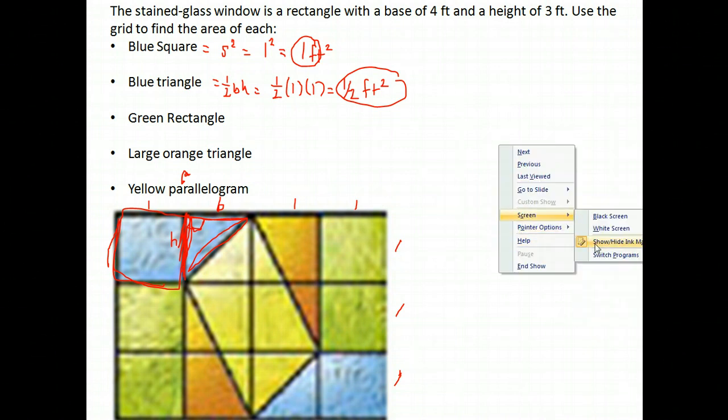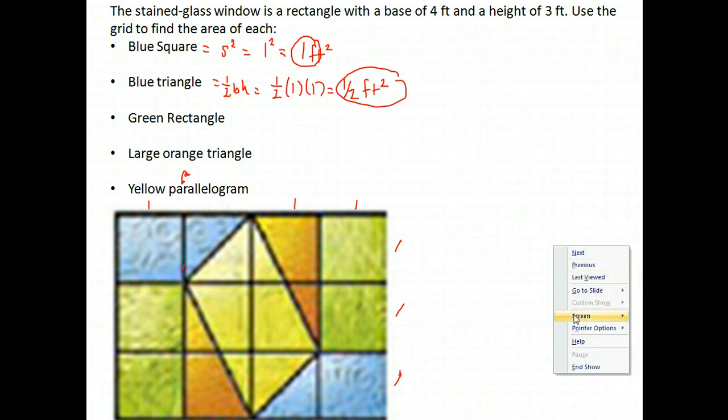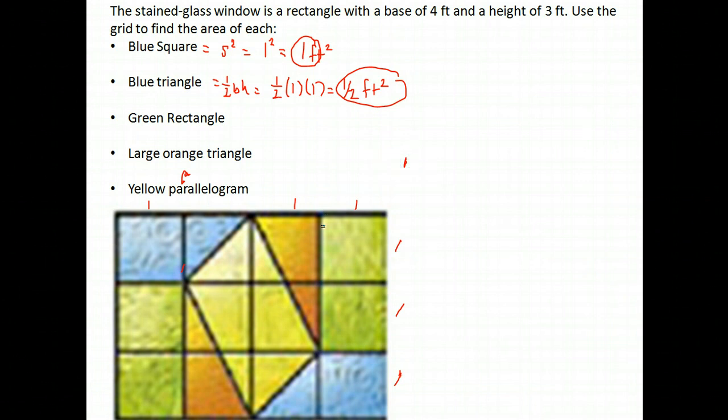Let me do some erasing. Okay, so take a look at the next one while I erase here. The next one is requesting the area of the green rectangle. So where is the green rectangle? Here it is. It's 2 of those squares put together.